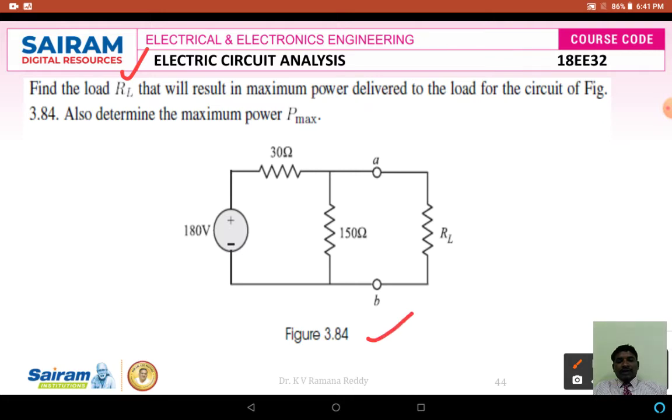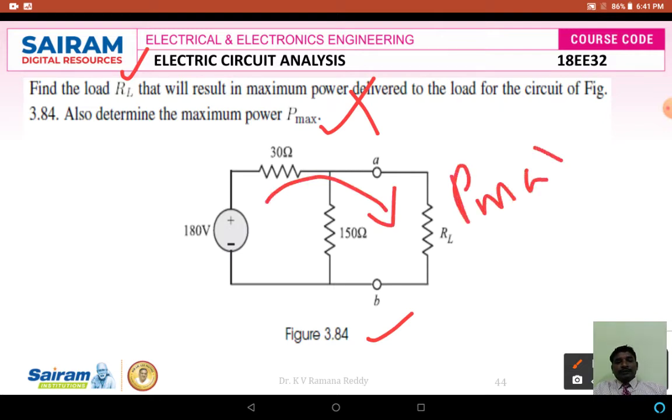Also determine the maximum power P maximum. For this circuit, we have to find the amount of power which is delivered from the source to the load, that is, the maximum power P maximum, and we have to calculate the RL value because in the given problem the RL value is not given. So this is our ultimate aim, to find the unknown parameters in the given problem.